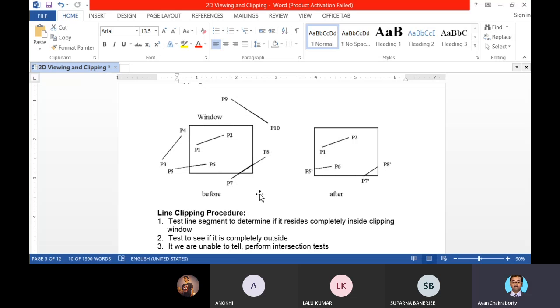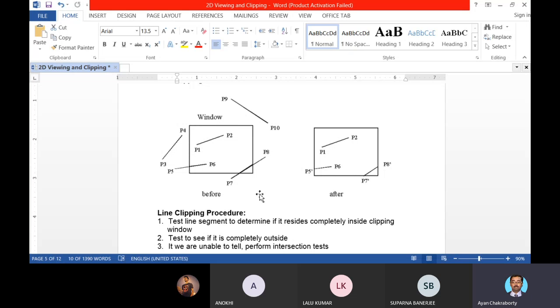Now, all the lines given to you, for applying the clipping operation, you have the coordinates of the endpoints of all of these lines like P1, P2, P3, P4, P5, P6 up to P10. So what you have in your hand is the coordinates of the four axis points of the rectangular window frame.